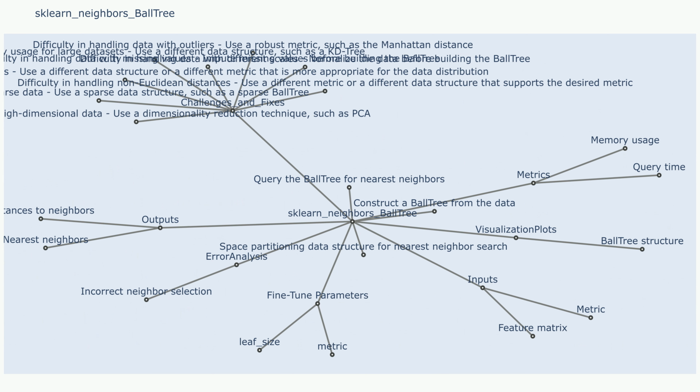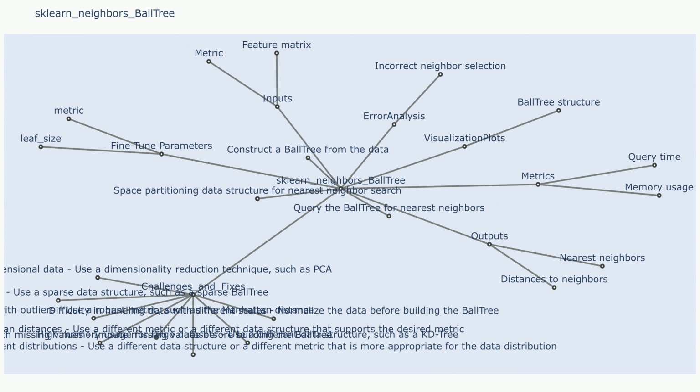Challenge 2: memory usage. The ball tree can consume significant memory, especially for large datasets. Sample use case that resulted in challenge 2: a dataset with millions of data points may require a large amount of memory to store the ball tree structure.